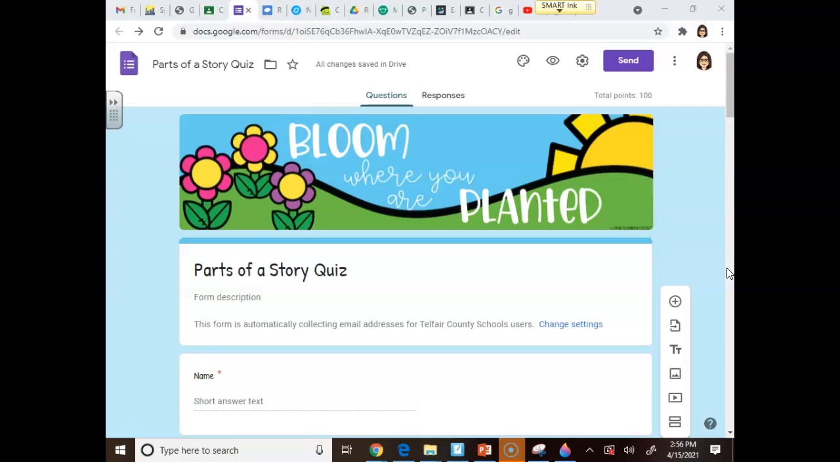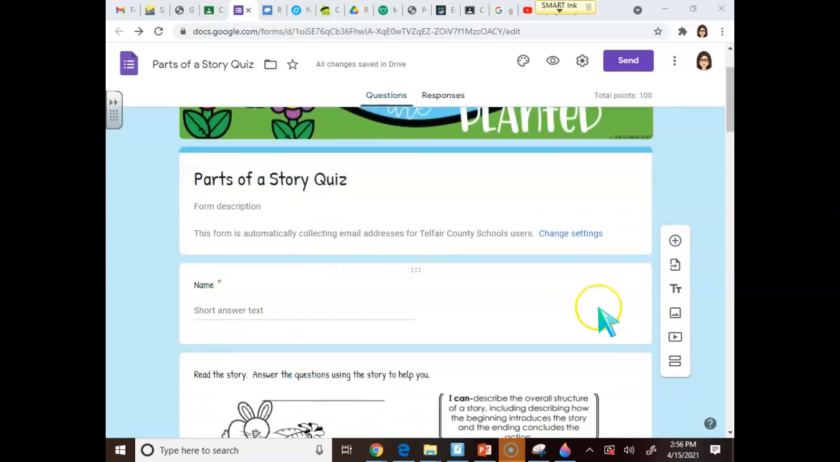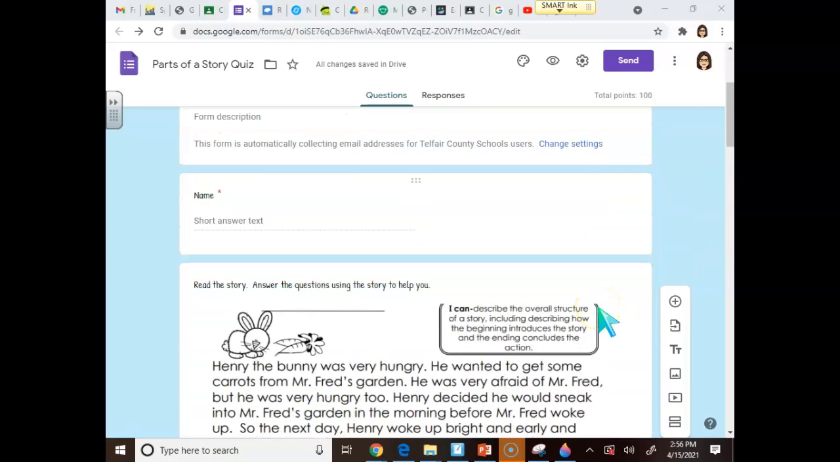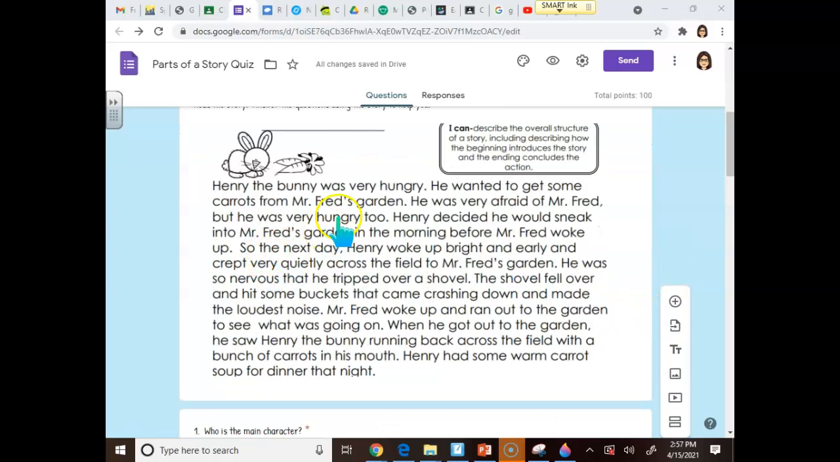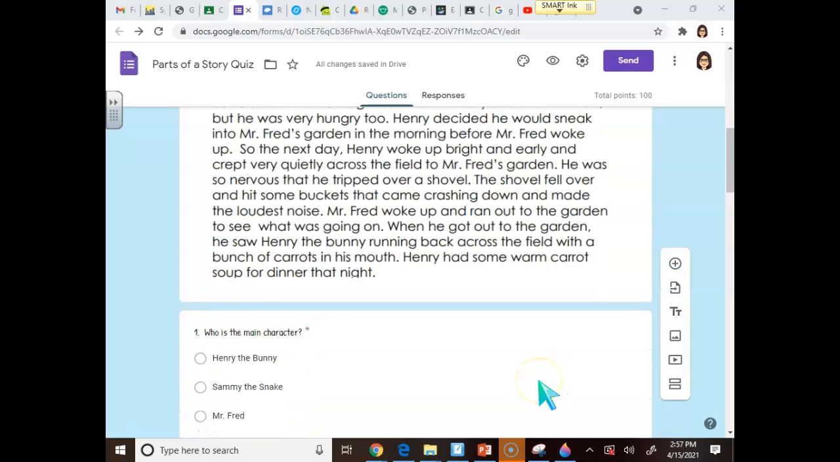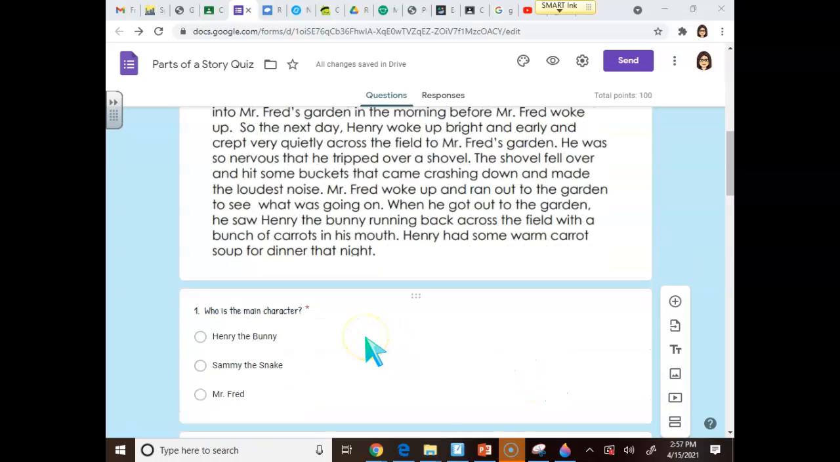Okay, guys, in a separate assignment, you're going to have a little quiz grade today to review the parts of a story. All right, so there's going to be 3 questions at the bottom that ask you what takes place in the beginning, middle, and end of a story. You also have a story here about Henry the bunny. So you're going to read the story about Henry. You can read it as many times as you need to. Then you're going to answer some questions. It's going to ask you questions that have to do with story structure.